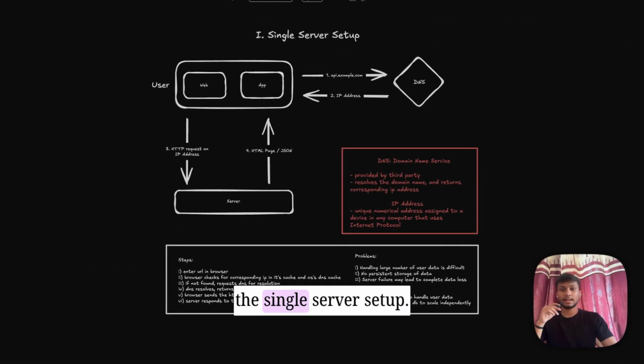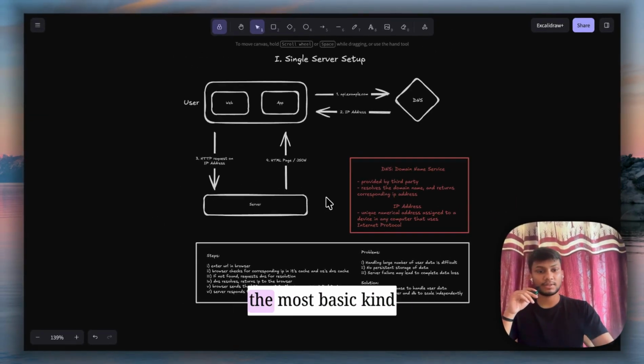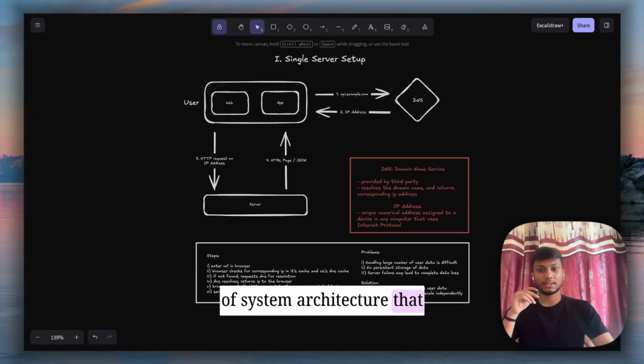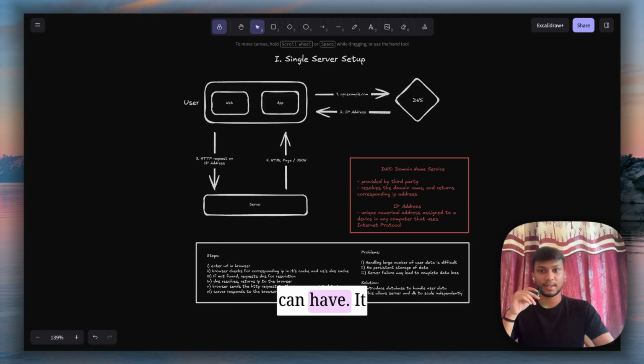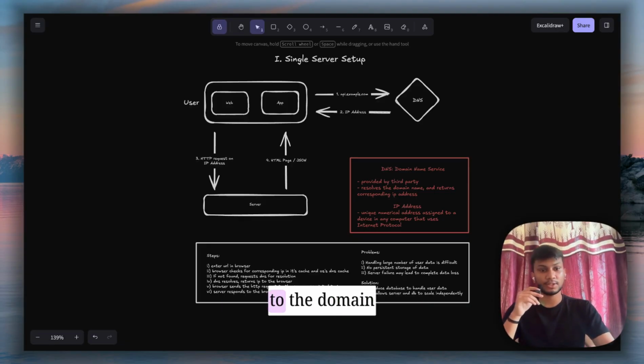Now, let us begin with the single server setup. A single server setup is the most basic kind of system architecture that any business or startup can have. It consists of a user, which may be web or application based, a DNS, which stands for domain name service, and a server. What a DNS does is it resolves the domain name and provides our browser with the IP corresponding to the domain name.